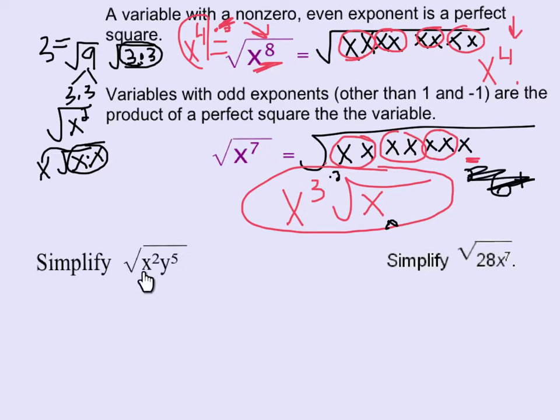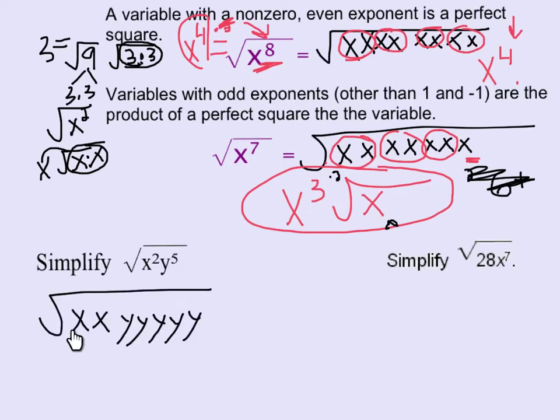Let's try it on a couple examples. So let's write this out. So write out 2 x's and 5 y's and circle your pairs and see which ones will come out.